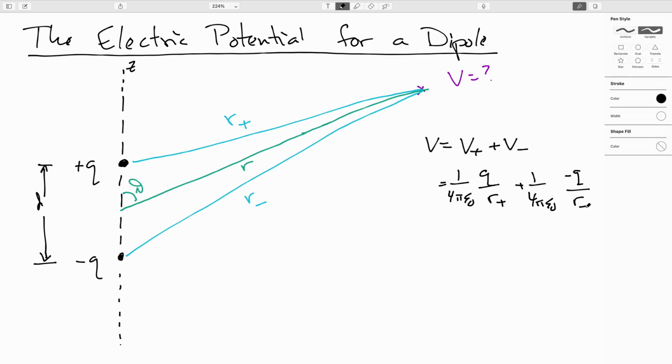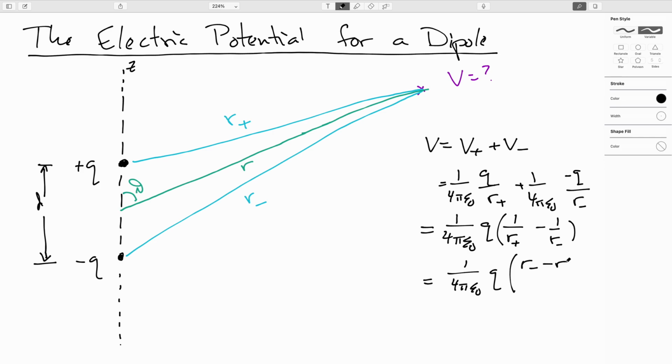And we can clean this up a little bit. We can pull out a q and a 1 over 4 pi epsilon naught from everything. So we'll have 1 over 4 pi epsilon naught, and we'll have a q, and we're left with 1 over r plus minus 1 over r minus. And when in doubt, we can put things over a common denominator. So doing that, we will get 1 over 4 pi epsilon naught times q times (r minus minus r plus) over (r minus r plus). All right, and so far everything I've done here is exact. Now here's where the approximation comes in.